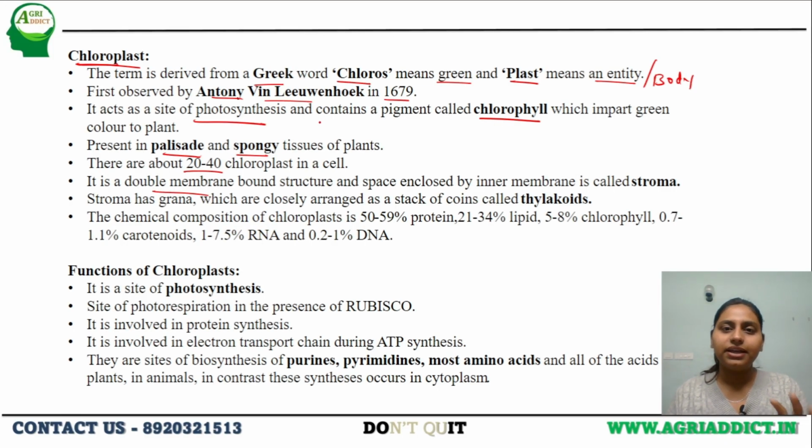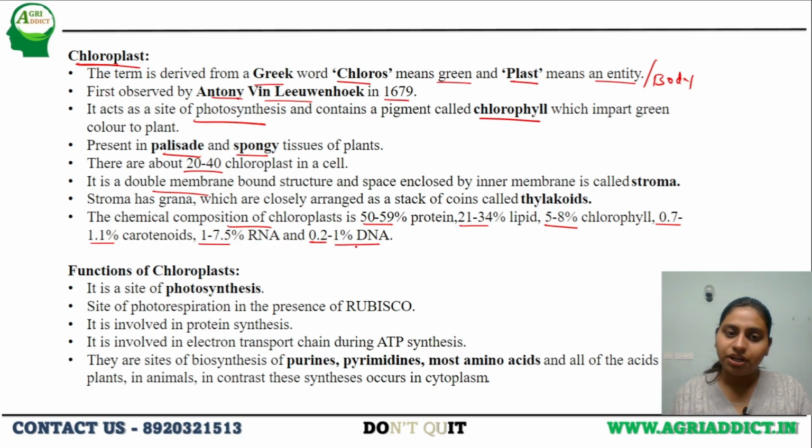And thylakoids are the actual site where the light reaction takes place. The chemical composition of the chloroplast is that it majorly contains 50 to 59% of proteins, 12 to 34% of lipids and 5 to 8% of chlorophyll. Along with that, it also contains 0.7 to 1.1% of carotenoids, 1 to 7.5% of RNA, and remember it contains 0.2 to 1% of DNA.